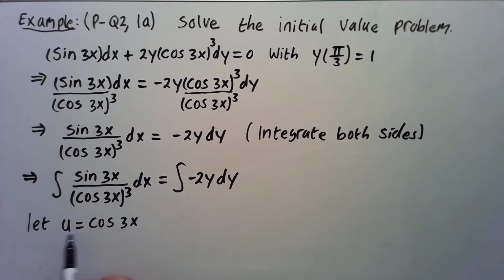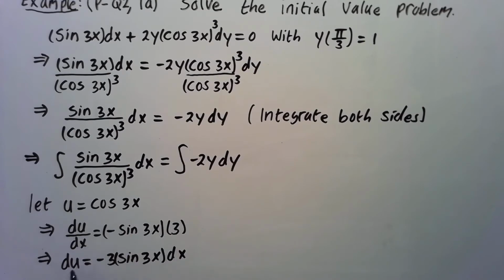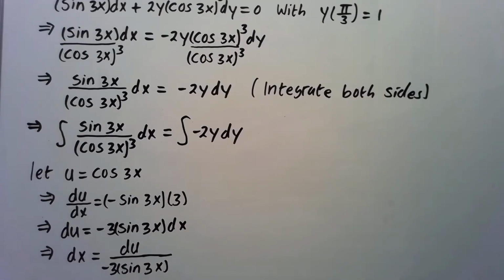Then take the derivative with respect to x on both sides. So let's do du dx. We get du dx equals, so the derivative of cosine is minus sine, then multiply by the derivative of the inside function. The derivative of 3x is 3, so it's going to be minus 3 sine 3x. Okay, let's keep going. Multiplying both sides by dx, we have du equals minus 3 sine 3x dx. Let's solve for dx. Dividing by minus 3 sine 3x, we get dx equals du over negative 3 sine 3x.